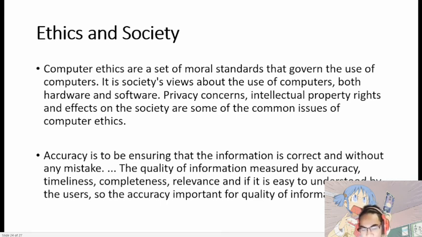Accuracy is ensuring the information is correct and without any mistakes. The quality of information is measured by accuracy type: timeliness, completeness, relevance, and whether it is easy to understand by the users. So, accuracy is important for quality information.